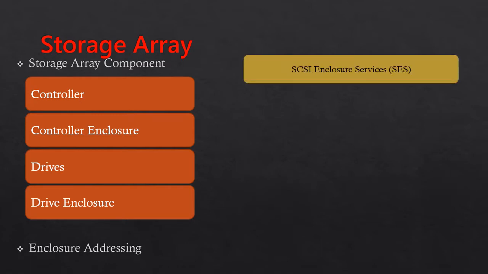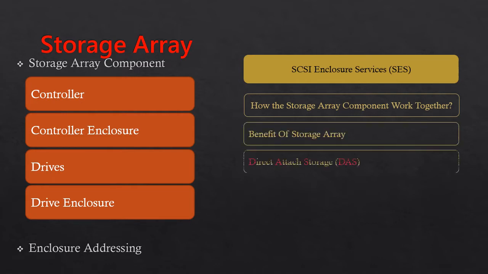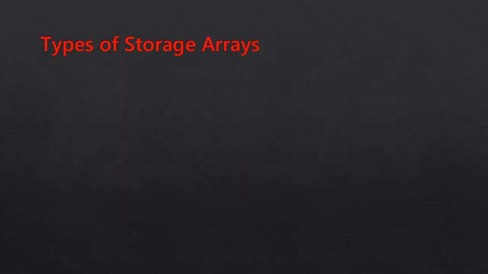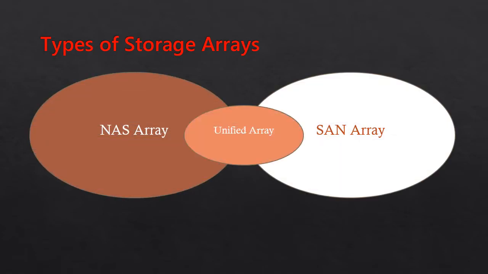After looking at the components of the storage array, we will see how these components work together. We will then look at the benefits of storage arrays. We will also look at what direct attached storage, or DAS, is, and then we will look at the advantage of storage arrays over direct attached storage. Next, we will look at the types of storage arrays, and these are the network attached storage, or NAS, array, next the storage area network, or SAN, array, and finally the unified array.